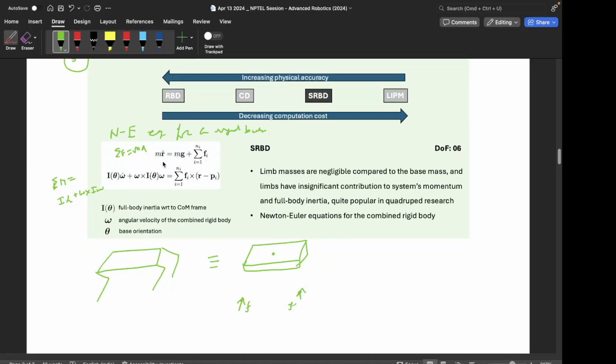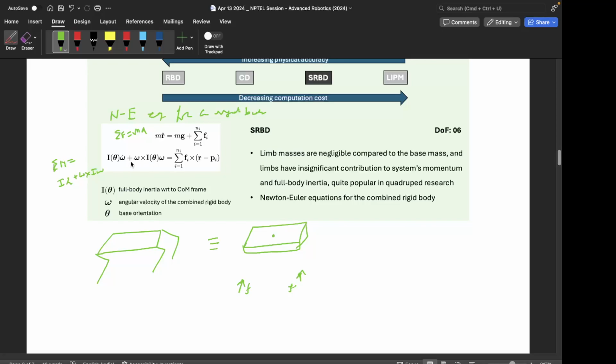In the first equation, r double dot is the acceleration of the center of mass. So mass times acceleration is the total force acting on the system, which is weight plus the sum of all the contact forces. And the second equation, I alpha plus omega cross I omega, is equal to the total torque due to the contact forces. And we compute the torque with respect to the center of mass of the system.